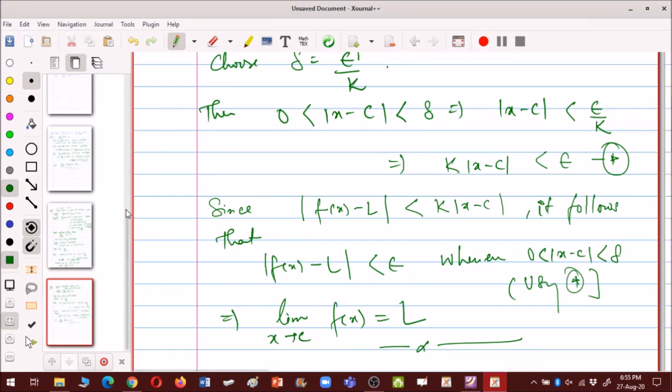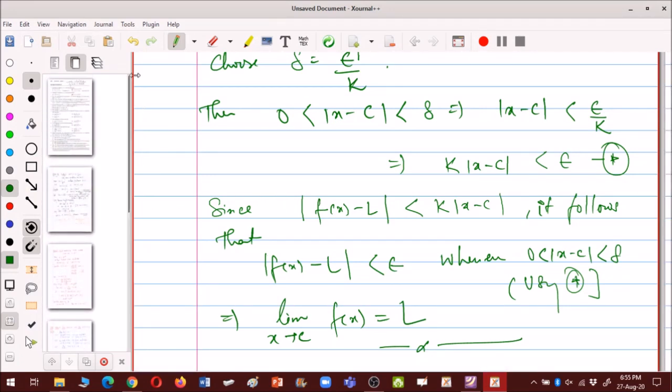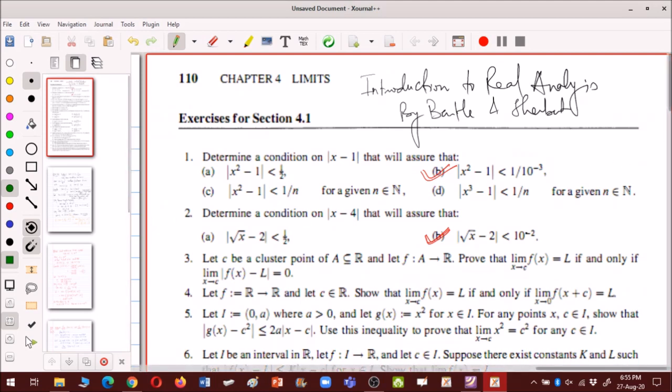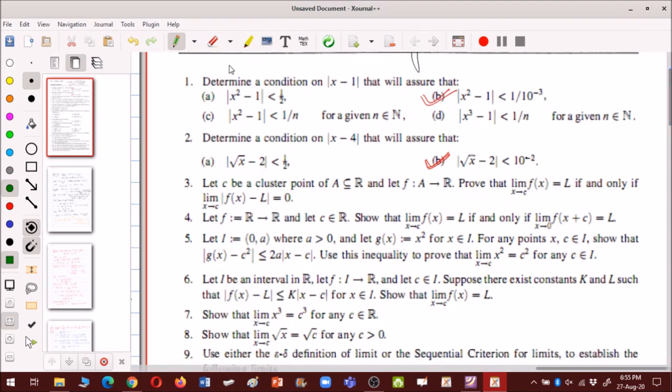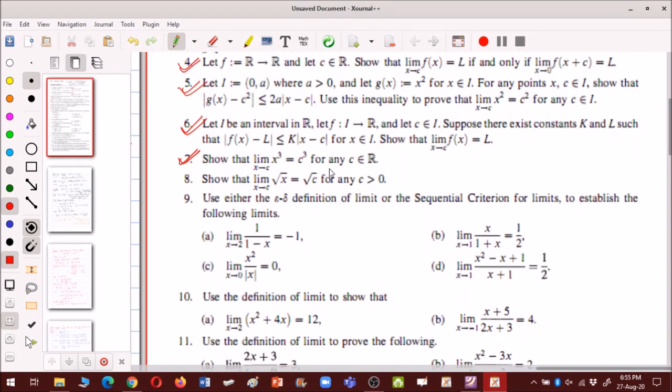So now let us move to question number 7. Let us mark what all we have done. So we have done question number 2, then we have done 3, 4, 5, and we have done 6. Now I will do question number 7. I have already done it in my video, so I am not doing question number 7 here. You can watch it in my video.